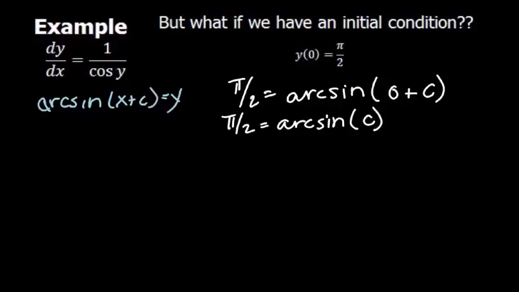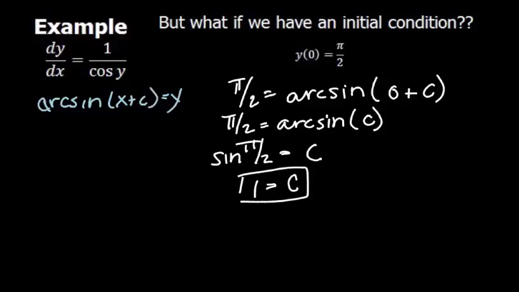So then you would take the sine of each side. So you would have the sine of pi over 2 equals c, and the sine of pi over 2, or the sine of 90 degrees, we know is equal to 1. So then we know that c is equal to 1. So then we can go ahead and say that our solution for this equation with this initial condition is the arcsine of x plus 1 is equal to y.